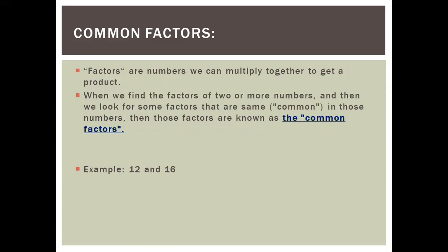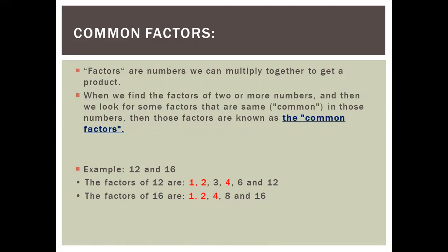We have the numbers 12 and 16. Factors of 12 are 1, 2, 3, 4, 6 and 12. Factors of 16 are 1, 2, 4, 8 and 16. Children, the numbers which are common factors are in red ink: 1, 2 and 4. These are the three numbers which are common factors of 12 and 16. So you can say the common factors of 12 and 16 are 1, 2 and 4.